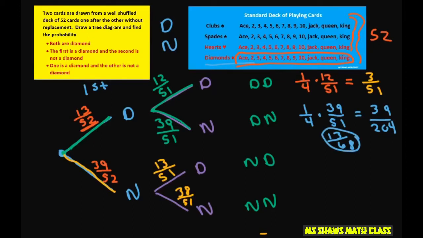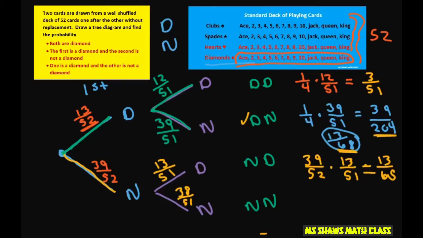All right. Now, let's do not diamond and diamond. So that one's going to be exactly the same as this one. It's switched around, but it's 39 out of 52 times 13 out of 51. It's still the same because you can do the 1/4 times that. So that's going to be 13 out of 68. I'm just reducing it here.